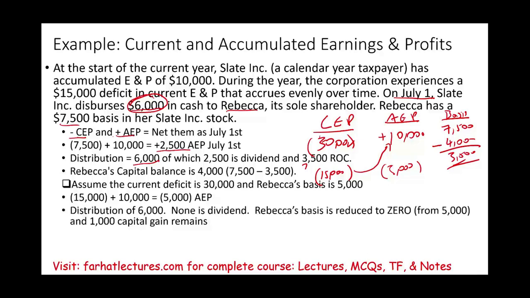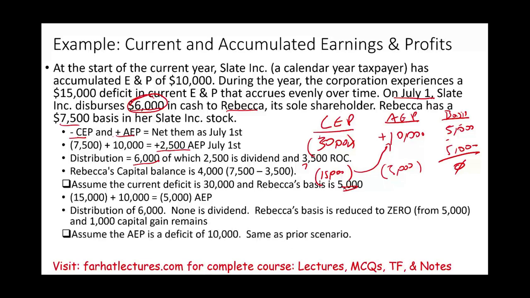And out of the 6,000, she only has a basis of 7,500. So we're going to reduce the basis by 5,000. Rebecca's basis is reduced to zero from 5,000. We're going to assume that her basis is zero too. We're changing the scenario here. We're changing to assume her basis is 5,000. If her basis is 5,000 and we distribute 6,000, well, the 5,000 would reduce her basis to zero and the 1,000 remaining will go into capital gain.